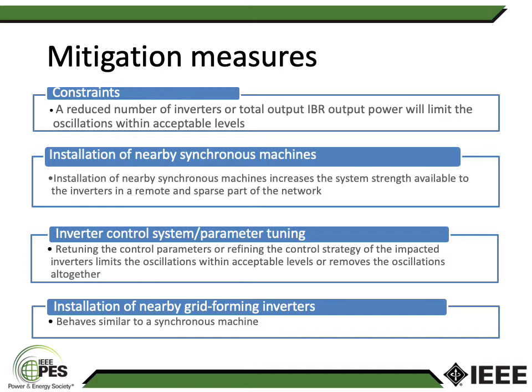We can achieve the same performance also by inverter control system or parameter tuning. Whilst the available system strength is not increasing per se compared to the use of synchronous generators, what the tuning means is that essentially the response of the turbine or inverter would improve under low system strength conditions, even if that is achieved by deprioritizing some other aspects of the response. And the last solution is the use of nearby grid forming inverters, which would essentially achieve the same response that we could achieve with real synchronous machines.